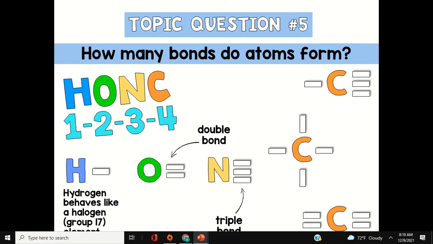Now, this is kind of self-explanatory. If you have 1 bond, it's a single bond. If you have 2 bonds, it's a double bond. 3 bonds, a triple bond. Now, if you have hydrogen bonding, it's behaving like a halogen, which is group 17.